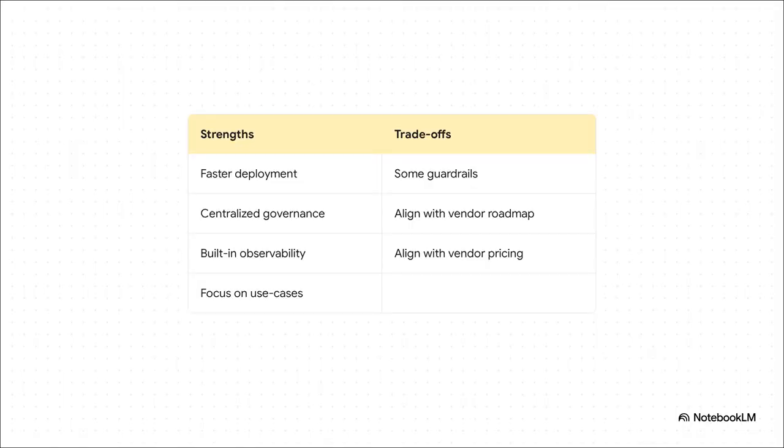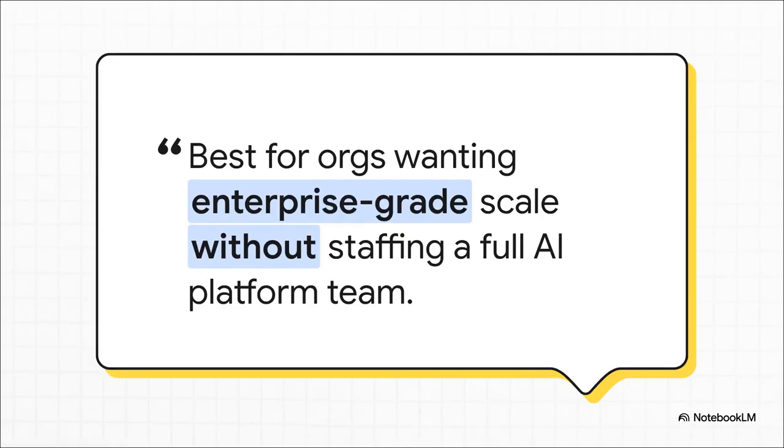The big win here is all about speed and control. You can get your solutions out the door so much faster, and you get things like centralized governance and built-in monitoring. Now, the trade-off is that you're playing in a vendor's sandbox. That means you have to align with their product roadmap, work within their guardrails, and of course, follow their pricing. So who is this for? This path is pretty much perfect for organizations that need that enterprise-grade power. Scale, security, compliance. But they don't have the desire or, frankly, the resources to build and staff an entire AI platform team from the ground up. Companies like Raia AI, BotPress, and Agent.ai are big players in this space.